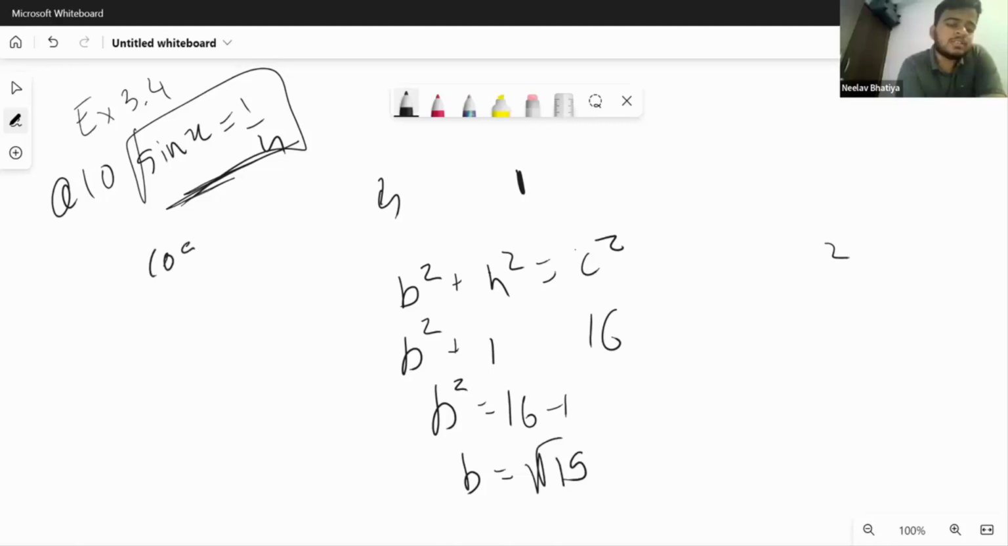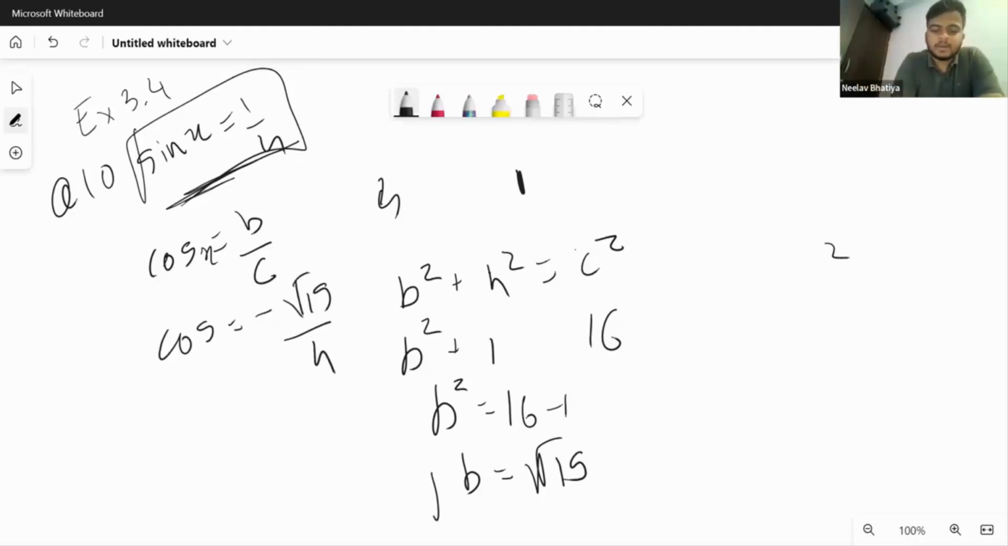And what is cos? Cos is nothing but b upon c. And we know for a fact that cos x is going to be negative here, not positive, as x is in the second quadrant. Cos x by 2, sin x by 2, and tan x by 2 may be positive, but cos x is negative here because x is in the second quadrant. Don't make the mistake here. You might end up with the wrong answer, right? So cos x is minus root 15 by 4. Do you get that? Because b we have found out and c we already had. Correct. Now we have cos x.